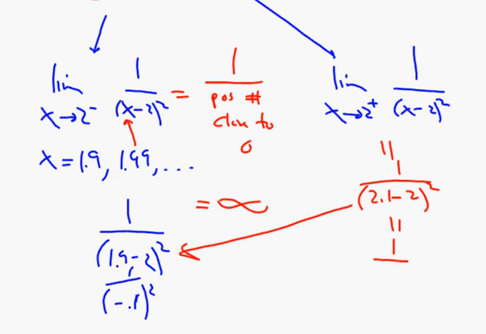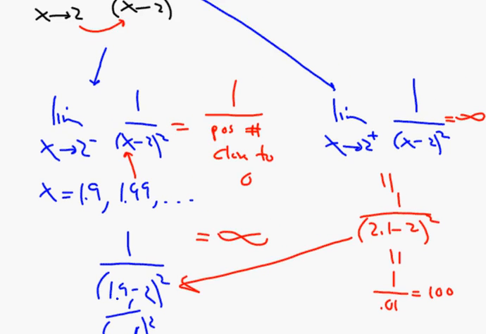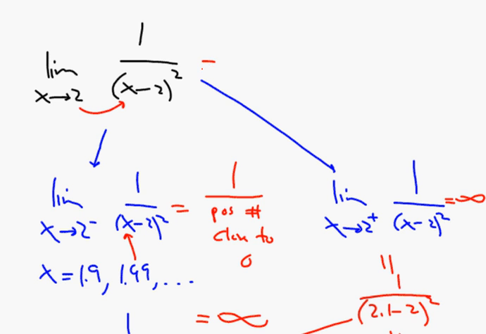So this is 1 over 0.01, or 100. So this limit's also going to infinity. Well, since they're both going to infinity, we can say the original limit equals infinity.